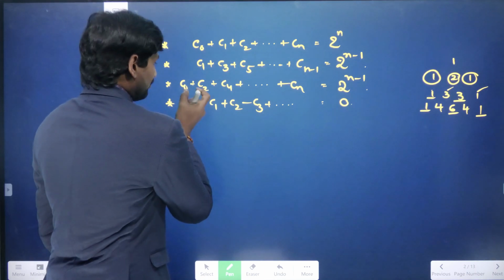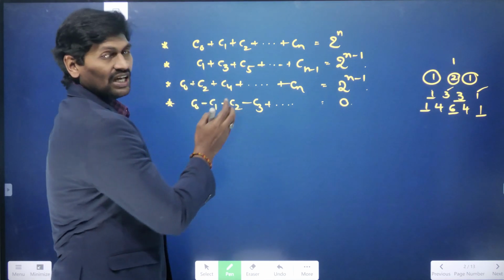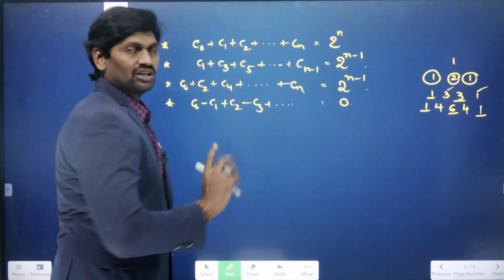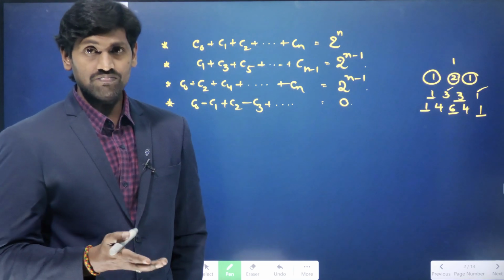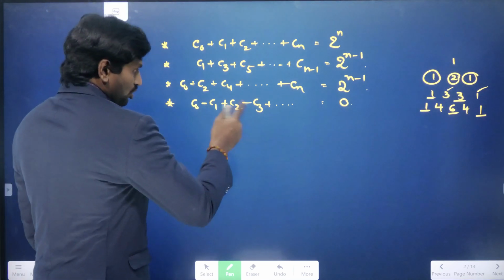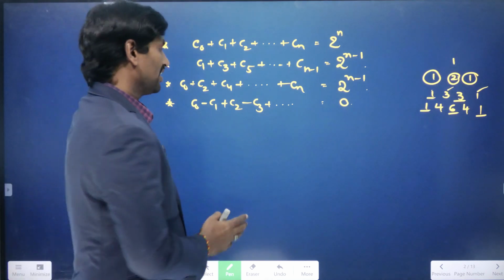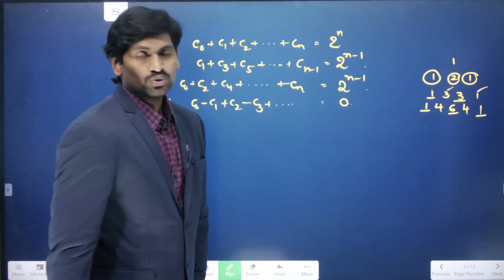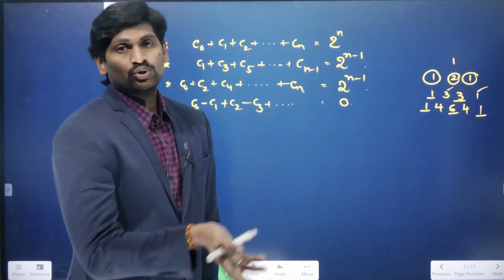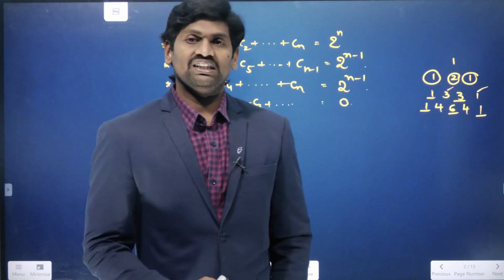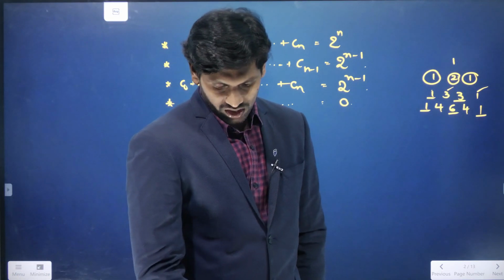That means nothing but simply even powers or even coefficients minus odd coefficients. We know already the sum of even coefficients is 2 power n minus 1. The sum of odd coefficients is also 2 power n minus 1. And if you subtract both of them, obviously we will get the answer 0.